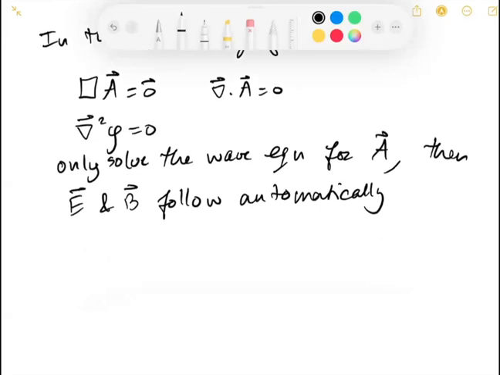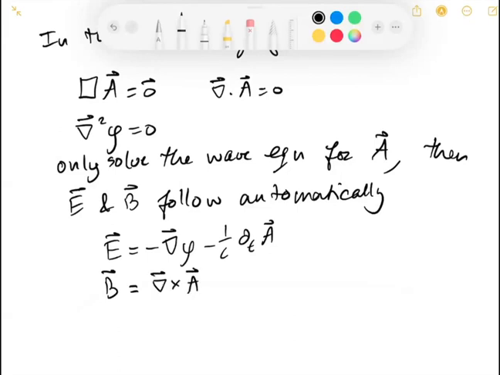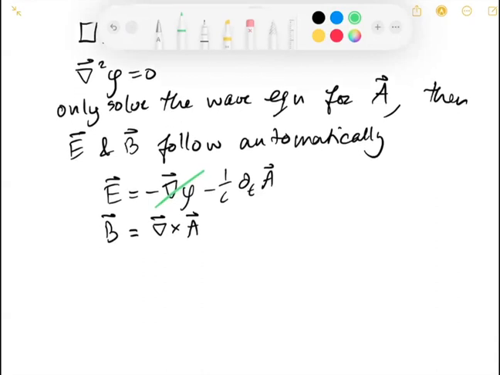Okay, so remember that E is minus the gradient of phi minus 1 over c del t of A, and B is the curl of A. And usually, we can just assume that if the Laplacian of phi is 0, then in free space, phi is 0 as well. So therefore, we can just throw this away.